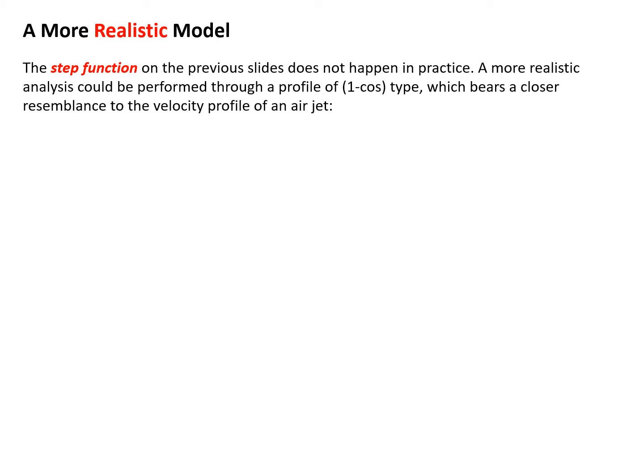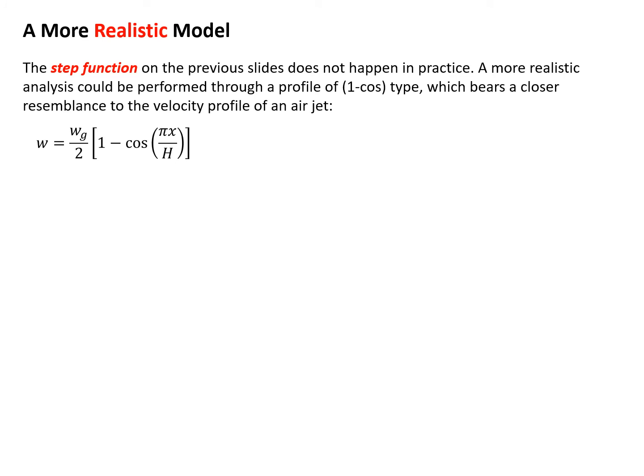Usually it's a gradual change in velocity magnitude, right? A more realistic analysis could be performed through a profile of 1 minus cosine type. So we are using the 1 minus cosine to simulate the gust velocity change. Why this? Because this kind of profile is closer to the velocity profile of an air jet. So a vertical gust is kind of a vertical jet, and then we want to use a velocity profile similar to that, and we can have a look.